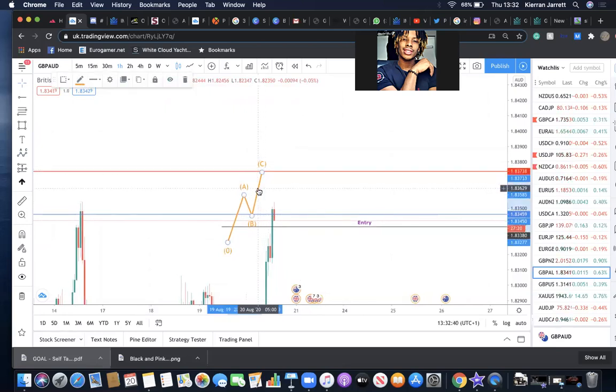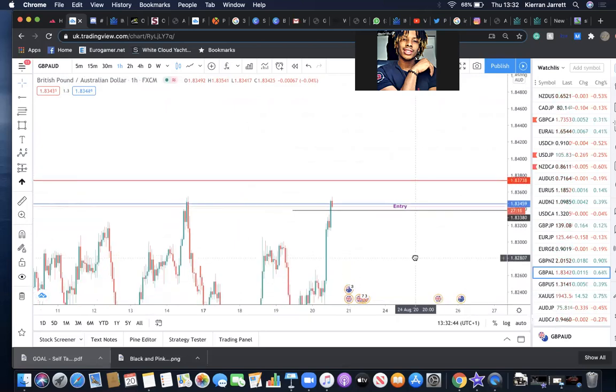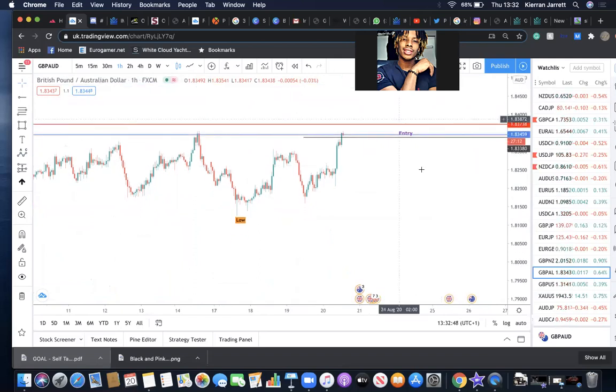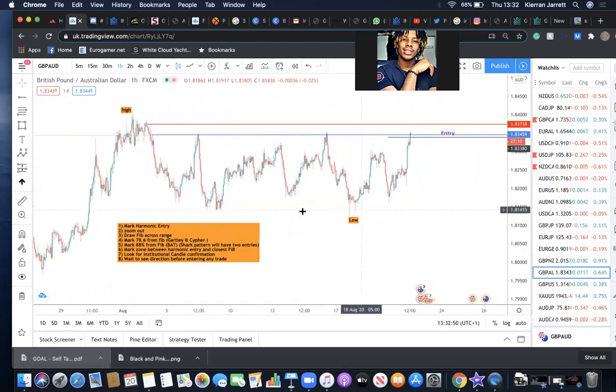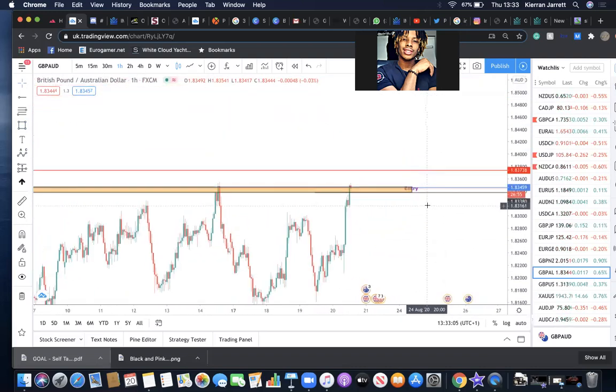Now, again, like Shiv said, there's nothing wrong with being patient. So what do the rules say? If we go back to the rules, did I delete the rules? Oh, here we go. We want to mark the zone between the harmonic entry and the closest fib, where in this case, it still is this area. So that's the area, and now we wait.